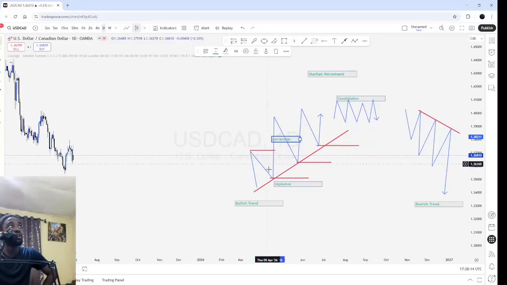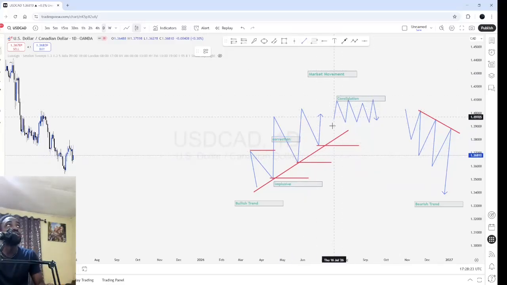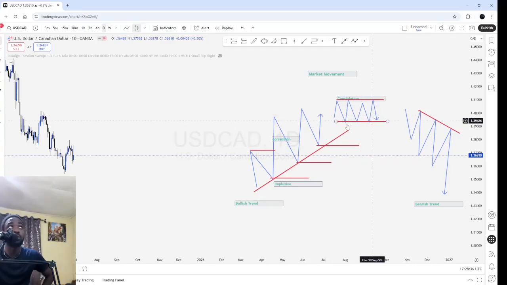So our next step: we've already identified the bullish trend, and now we have a consolidation zone. This is where price doesn't make any decision yet. It goes up and down. If you know how to trade this, you can make money. It goes up and down, doesn't decide on anything.